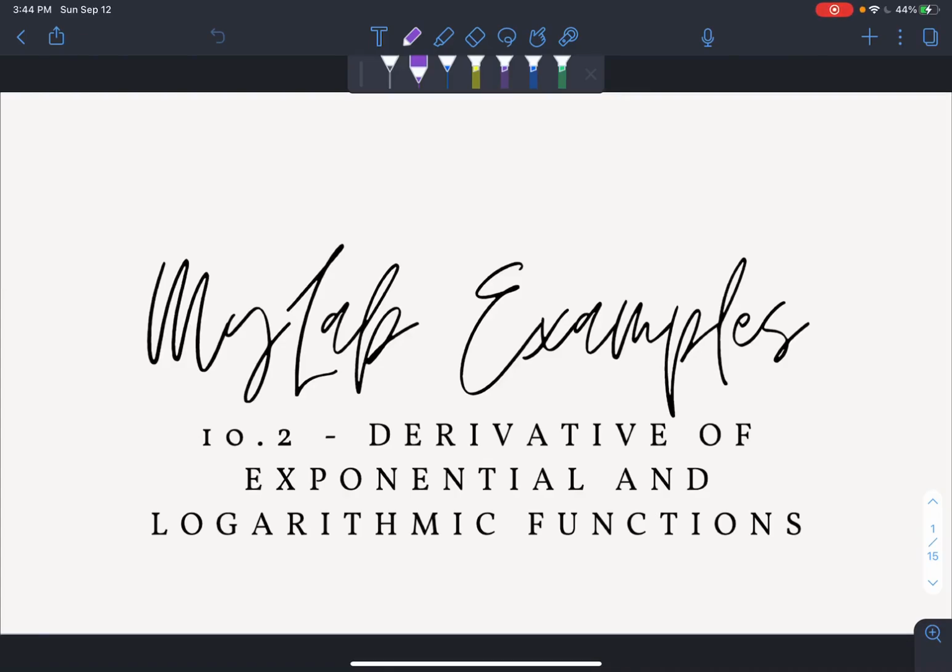Hello, let's talk about section 10.2. We're going to talk about the derivatives of exponential and logarithmic functions.